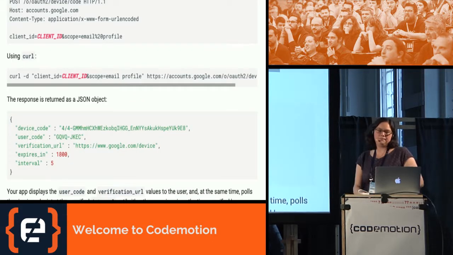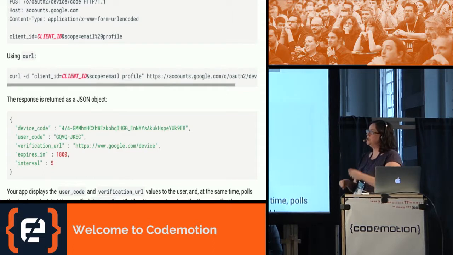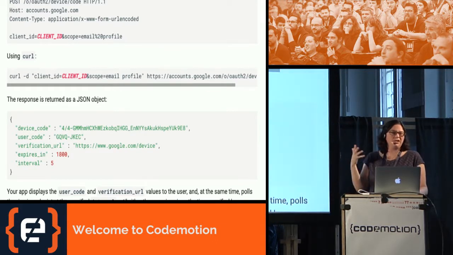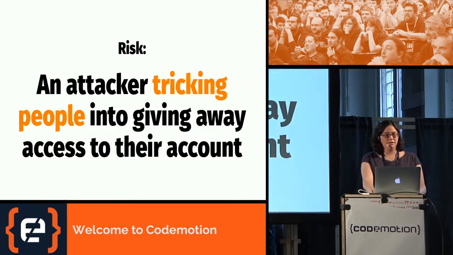Quick aside, Google calls the short code the user code, and they call this polling token the device code. So you can see in this example, the user code is really short, and the device code looks like an access token. It's long and hard to read. There'll be a link to this documentation in the blog post. There is one in the blog post.